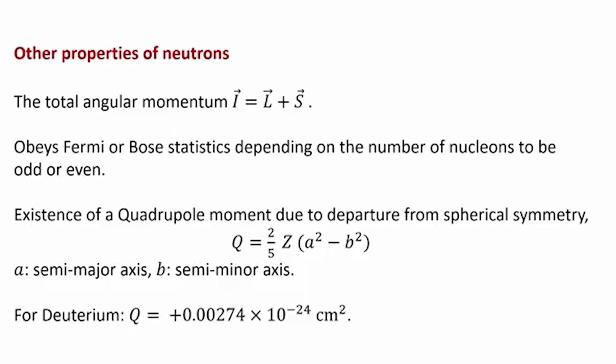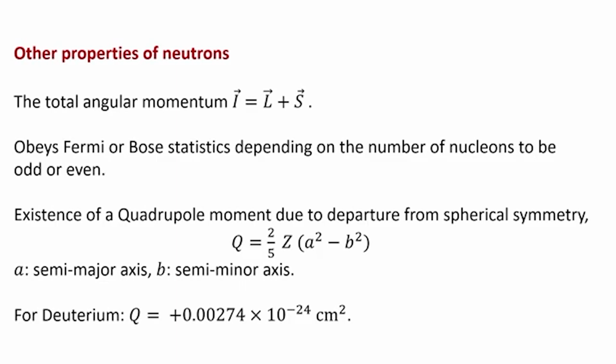So, what are the other properties of neutrons? We have already said that they have angular momentum, I equal to L plus S. So, it is a vector sum of L plus S. If you add a precessing L vector, and on top of that you take an S vector that is also precessing, then this I would be the vector sum of L plus S.